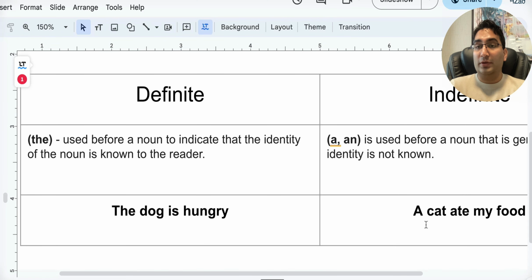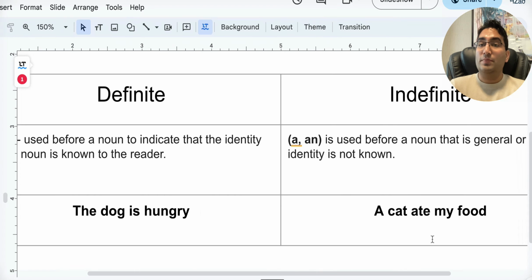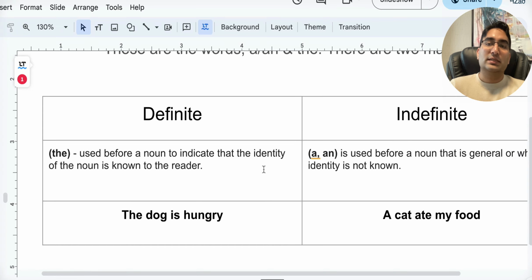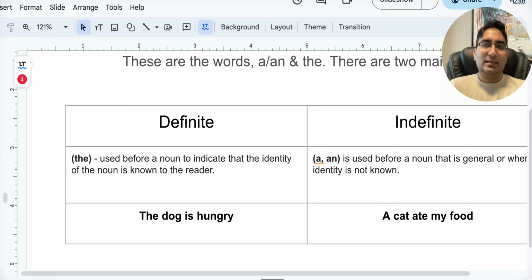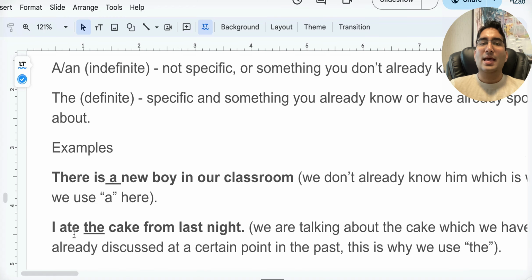That's the simple definition. For example, if I say the dog is hungry to you, that means you and I already know this dog. But if I say a cat ate my food, you and I don't know this cat. It's a random cat that just came for the first time today and took my food. So that is the main difference. If it's specific and familiar, it's the. If it's not, it's a. Remember that key difference between a and the.